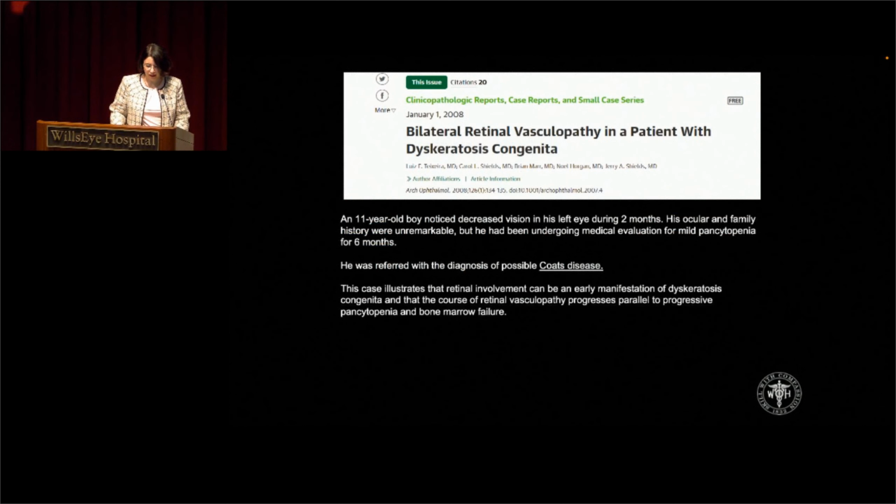And then Dr. Shields and colleagues just noticed that there are some changes in the skin, and there are some sort of bone marrow failure symptoms. So 1 year later, the other eye also developed some mild retinal changes, and the DKC1 mutation was positive in this patient. So it was referred for Coats disease, but actually it was DKC.